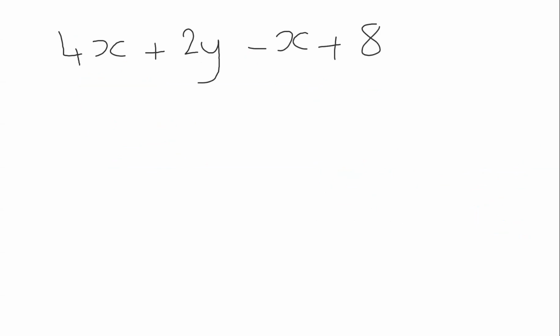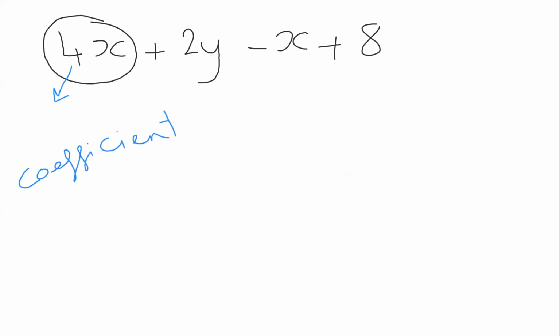If you have, for example, 4x plus 2y minus x plus 8. Okay, first of all, this 4x is divided into two parts. The 4, we call it the coefficient. Coefficient is the number before the letter. X is a variable. And when it is a variable, this means that it could be changed. It's not a constant. I can take away this x and put any number instead of it. This is what we're going to see later.